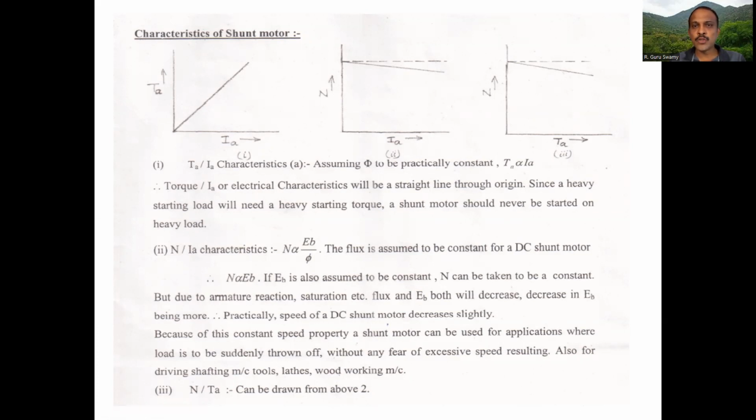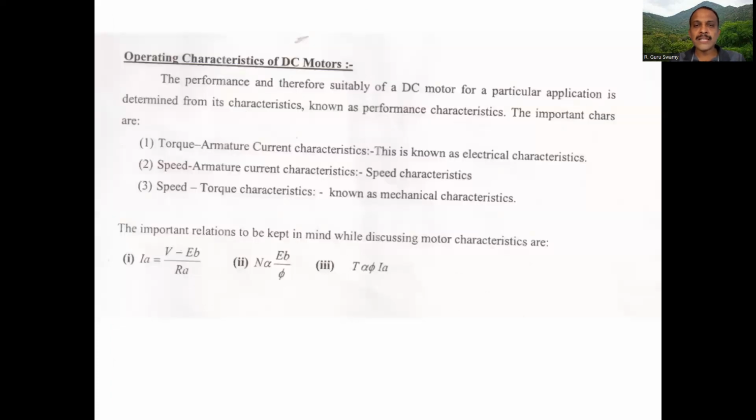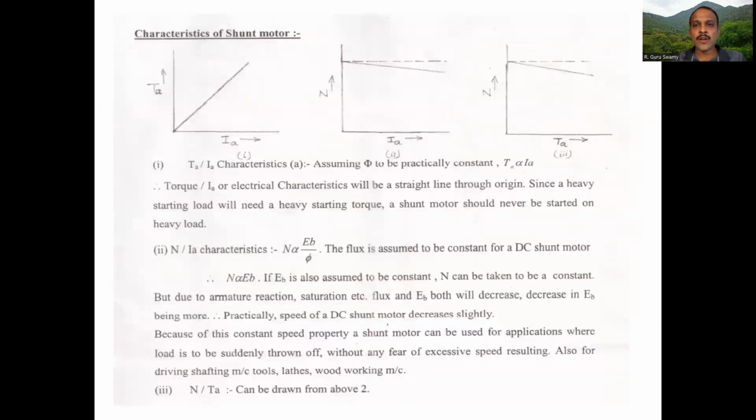Basically, in BEE, mostly we talk about the DC shunt motor rather than other kinds of motors called the series motor or compound motor. So whenever characteristics are asked, you have to talk about these relations, and also draw the graphs and explain how these graphs have come.